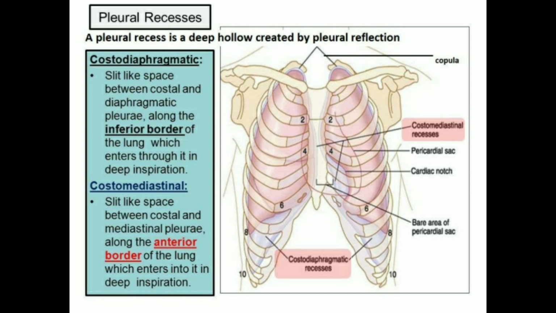Next is the cervical pleura. The cervical pleura covers the apex of the lung. This is the apex of the lung, and it covers the apex of the lung at the root of the neck. This is the root of the neck. So the apex of the lung is enclosed by the pleura called the cervical pleura.